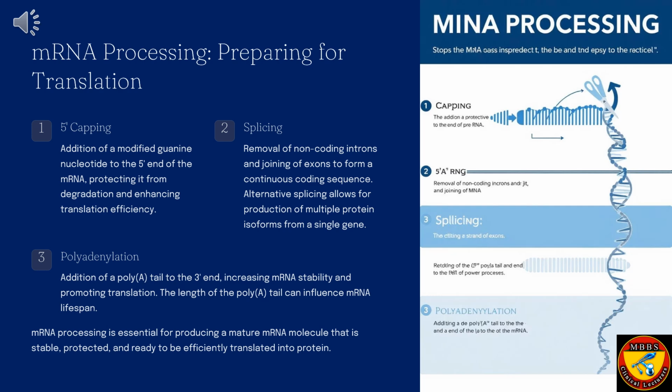Importance of mRNA processing. Stability. Processing helps protect the mRNA from degradation. Transport. Mature mRNA is transported out of the nucleus and into the cytoplasm. Translation. Processing ensures the mRNA is ready for translation into protein. Key points. mRNA processing occurs in the nucleus. Proper processing is essential for efficient translation and protein production.